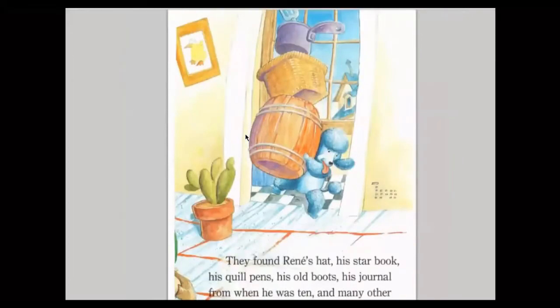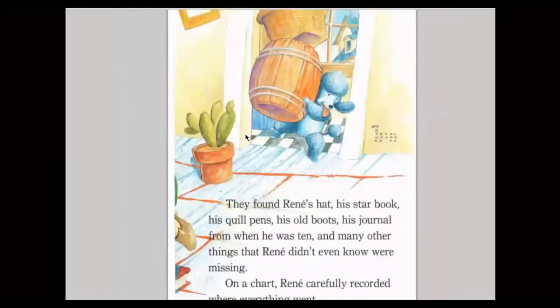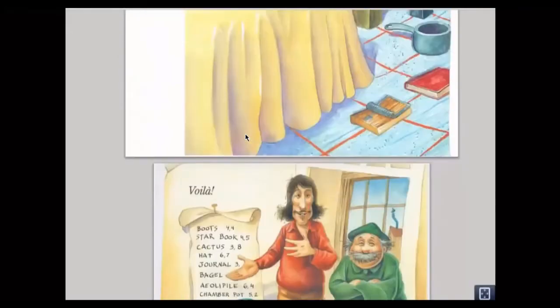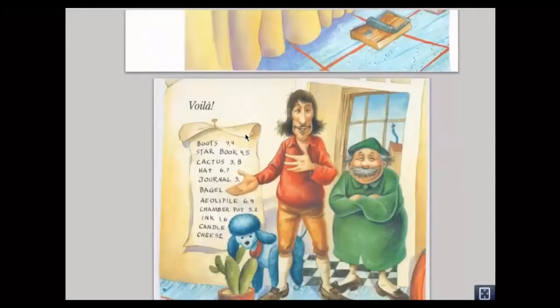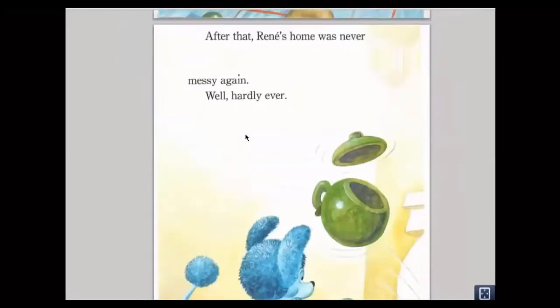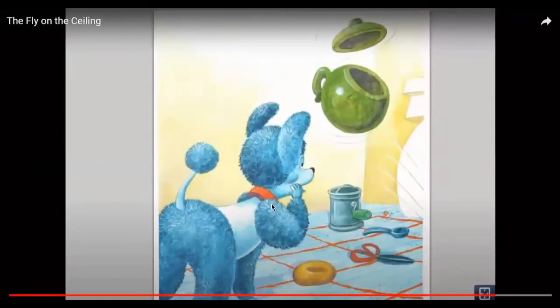They found René's hat, his star book, his quill pens, his old boots, his journal from when he was 10, and many things that René didn't even know they were missing. On a chart, René carefully recorded where everything went. Voila! So you can see his books are at 4-4, his star book is at 4-5, the cactus is at 3-8. After that, René's home was never messy again. Well, hardly ever.